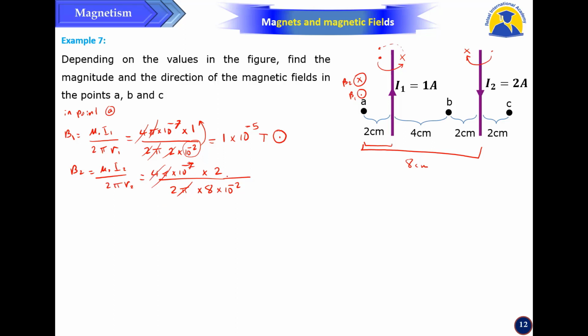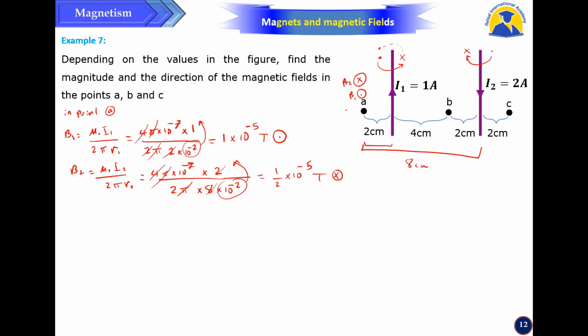2 multiplied by 4 is 8, also cancel. So the answer will be half. Now 10 power minus 2, we move it up, so it will become 10 power minus 5 Tesla. The direction of magnetic field for B2 is X, which means negative Z axis. Okay, the direction of magnetic field is opposite. One is positive Z, one is negative Z.